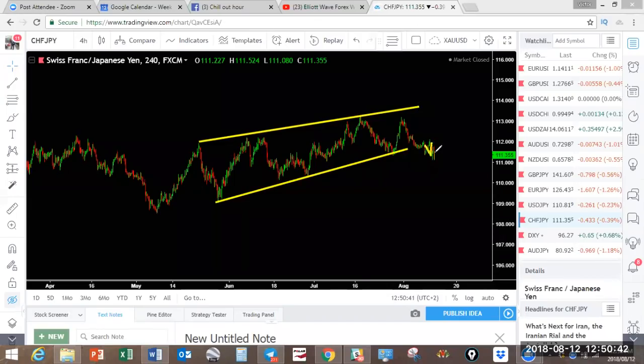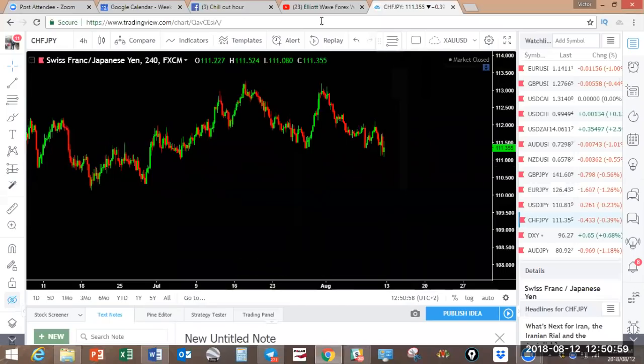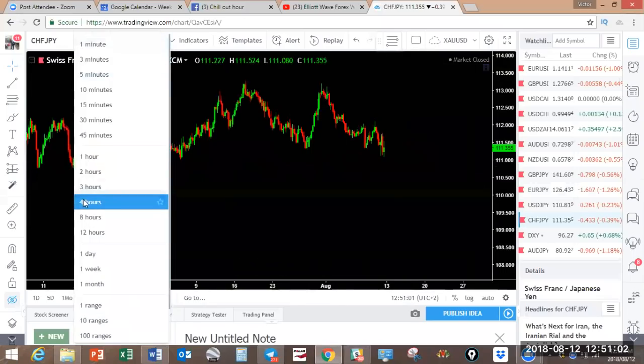What you want to wait for is a clear corrective structure. You need to get a clear corrective structure here, and you will be looking for this to come down to this level. Okay, so that's what you're going to be looking for. Look for that corrective structure and look to target that level. What do you have here now? On the 4 hour, you can look on the 1 hour as well.